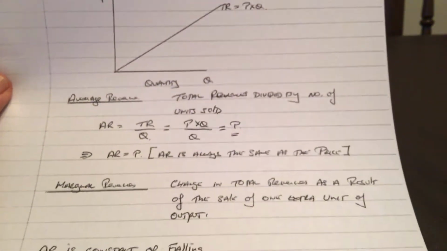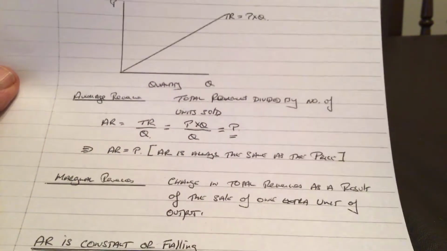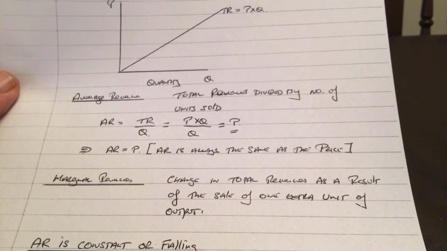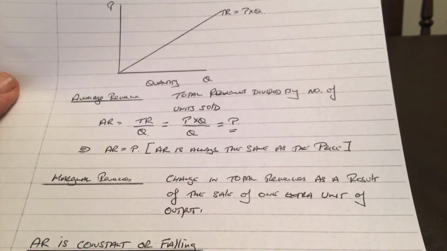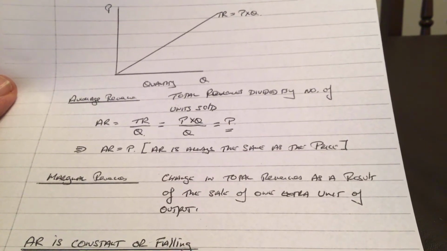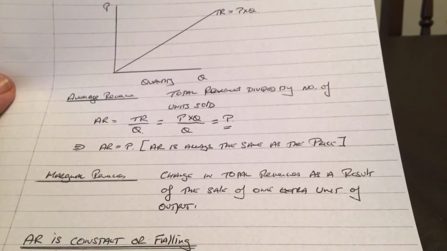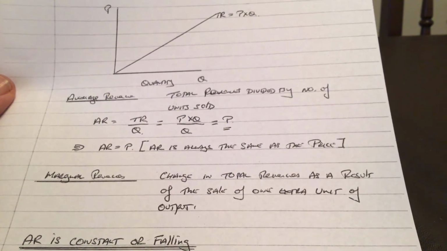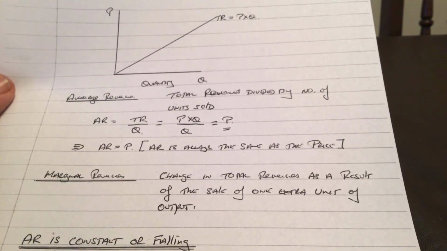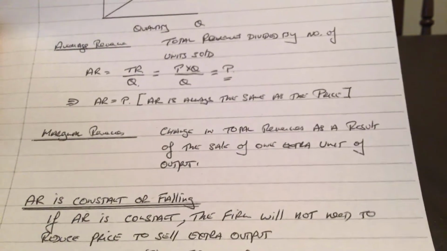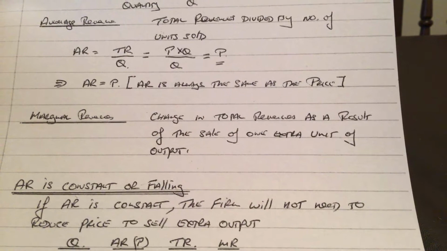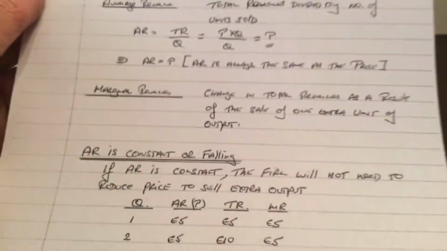Now, the next one, average revenue, is an important point. Average revenue is the total revenue divided by the number of units sold. So average revenue is equal to the total revenue divided by quantity. Now, the total revenue is price multiplied by quantity over Q, and the Qs cancel each other out. So average revenue is also known as the price. The average revenue is equal to the price. Average revenue is always the same as the price. Could you highlight that, please?